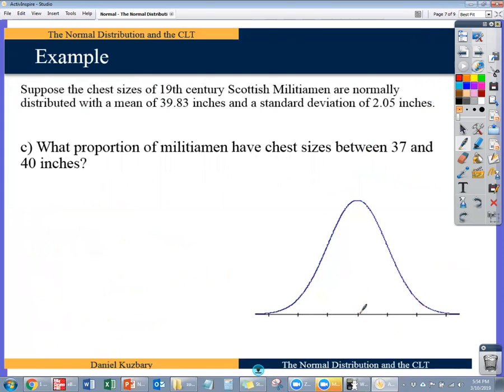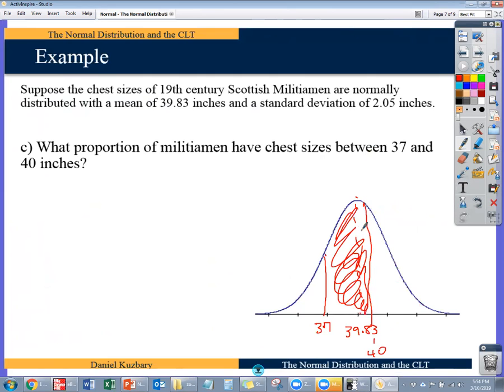I've got the exact same distribution, exact same situation. So this is 39.83. I want to find the probability that I have chest sizes between 37 and 40. I don't know where those lie on here. 40 is a little bit closer. 40 is actually really close to the mean. So 40 is like right there-ish. So I want to find this sliver.